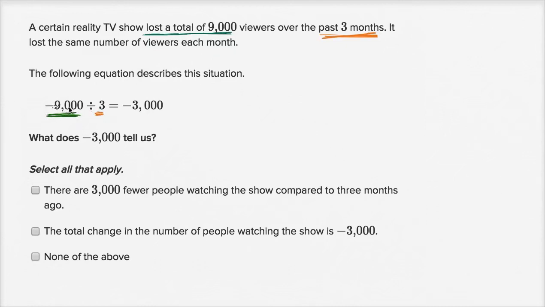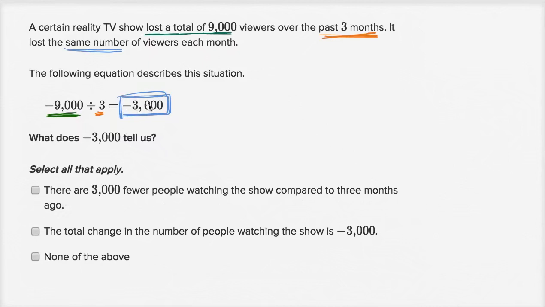So what they're figuring out here is what was the change in viewership? What was the change in viewership per month? So the negative 3,000 tells us that they lost the same number every month. So they actually lost 3,000 viewers every month. So let's see which of these choices match up to that. There are 3,000 fewer people watching the show compared to 3 months ago. No, they lost 3,000 every month.